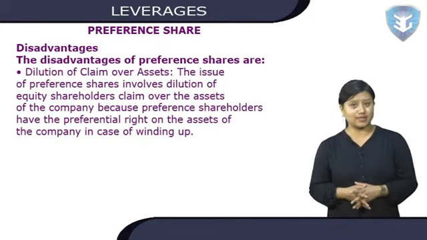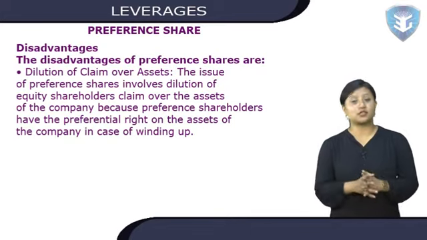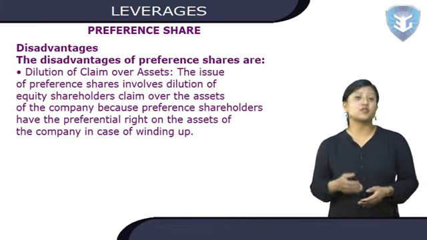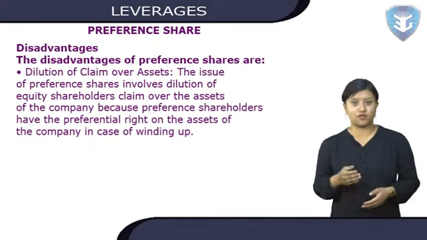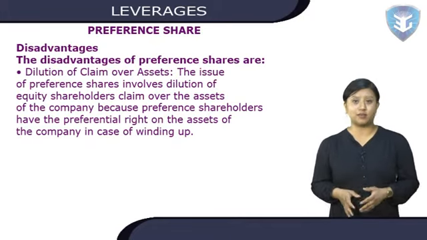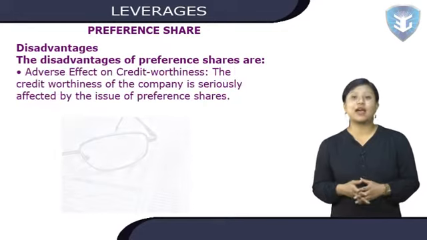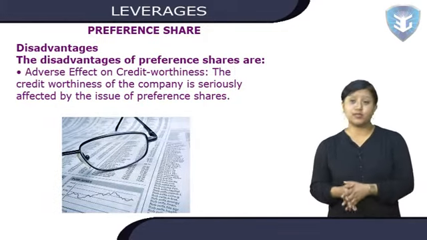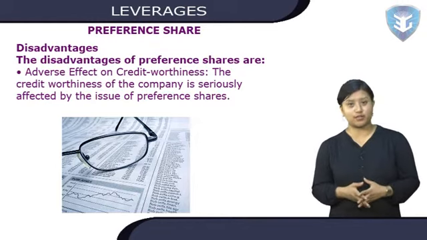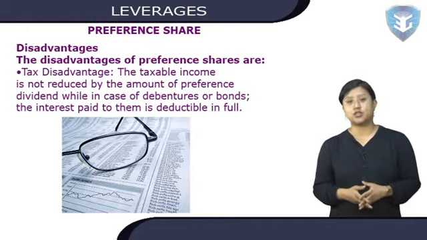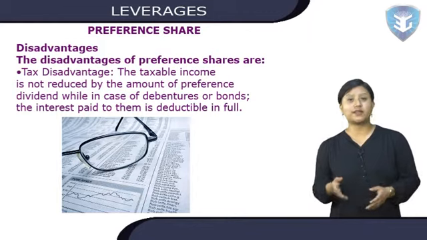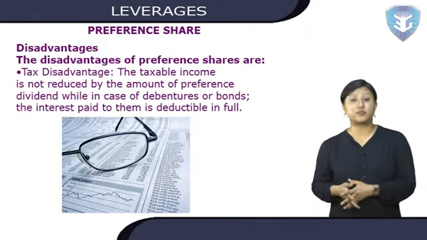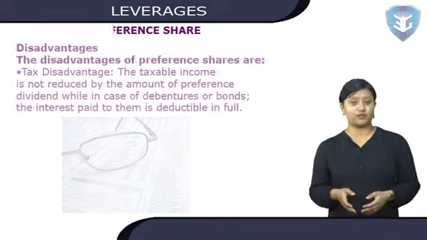Dilution of claim over assets. The issue of preference shares involves dilution of equity shareholders' claim over the assets of the company, because preference shareholders have the preferential right on the assets of the company in case of winding up. Adverse effect on creditworthiness. The creditworthiness of the company is seriously affected by the issue of preference shares. Tax disadvantage. The taxable income is not reduced by the amount of preference dividend, while in the case of debentures or bonds, the interest paid to them is deductible in full.